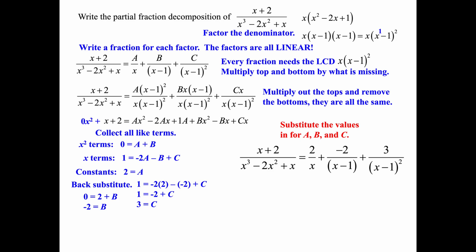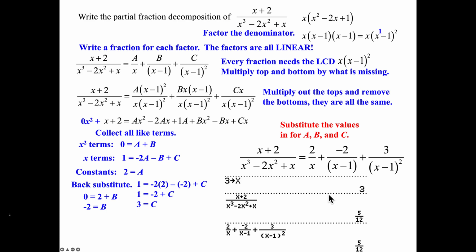And if you want, you can double check this with your calculator to make sure it's working. So I went to my calculator, and for giggles, I just put in 3 for x. I stored it. Just make sure that you don't choose 0 or 1, because that will make these fractions undefined. So I typed in the original problem, and it said it was 5/12. I typed in my answer, my partial fraction decomposition, and it gave me 5/12.